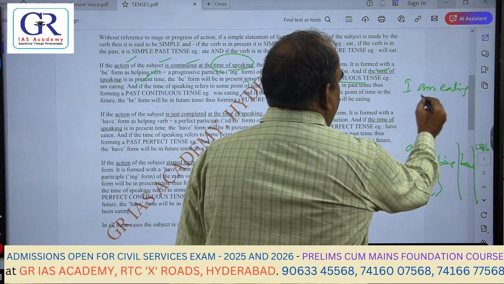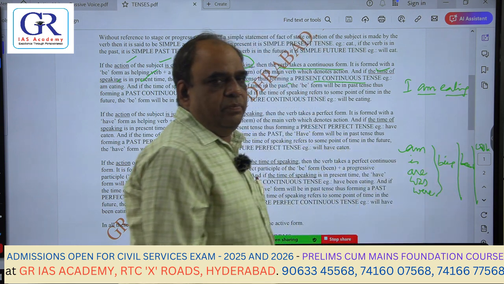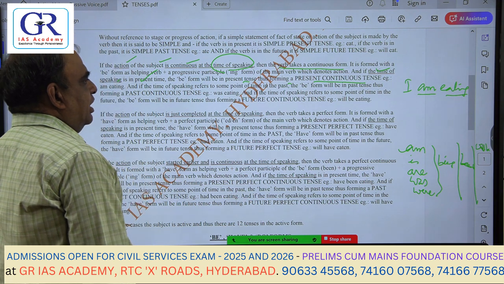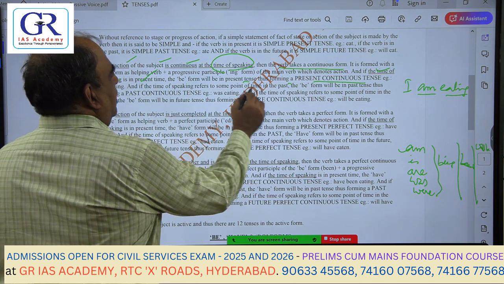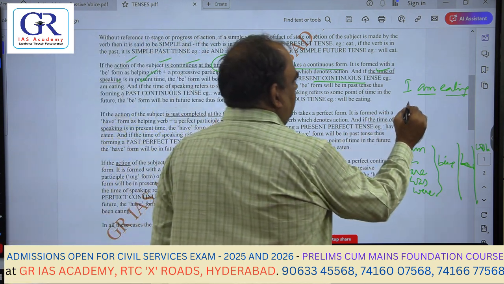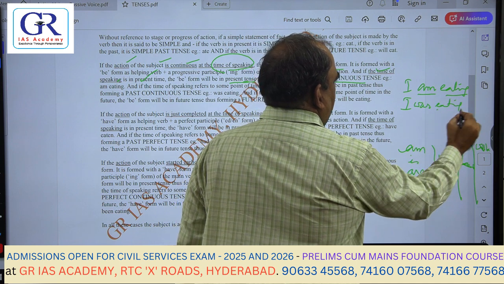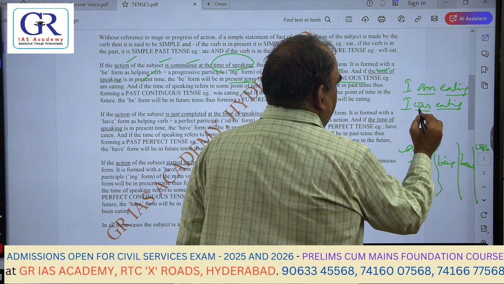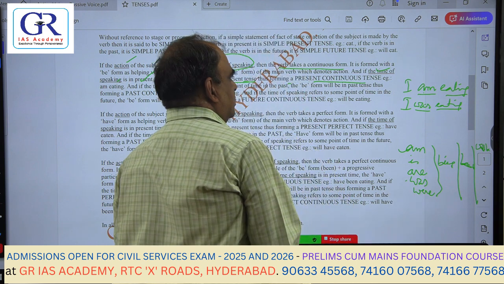So when I am saying I am eating, it is a B form. Eating is the continuous tense of the main verb. Similarly, if the time of speaking is in the past, then it will take past tense. So what will it become? I was eating. Main verb same, eating. The helping verb B form becomes past tense. Am, was. So for am, was is the past tense.